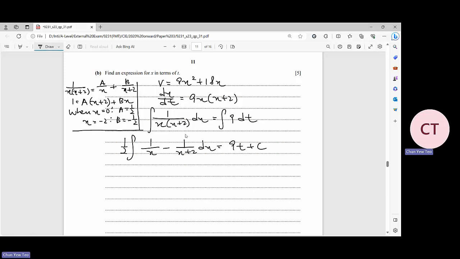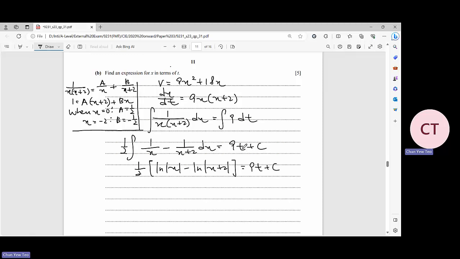But in exam, actually, you can just go direct. If you can do it directly, just go ahead and split it directly. So this one is optional. If you refer to the mark scheme, they never show how to do the partial fractions. So over here, if you integrate, you get half ln modulus x minus half ln modulus of x plus 2 equals to 90t plus C.